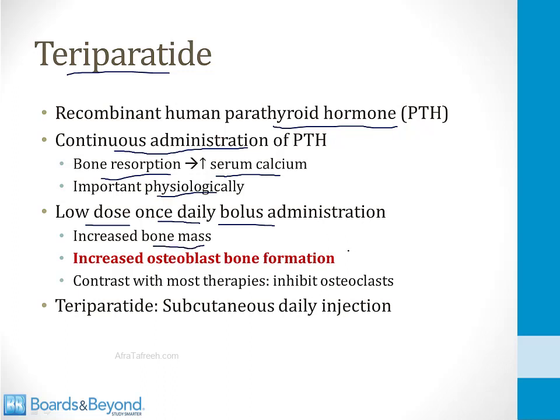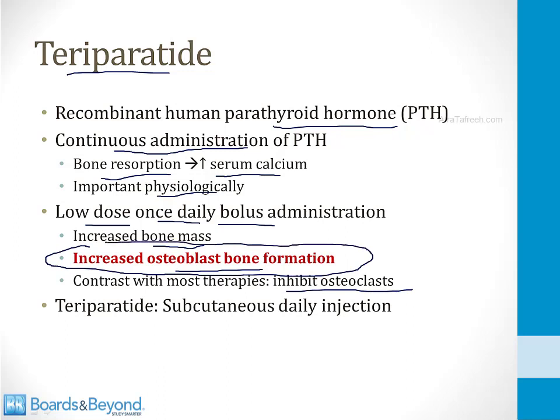The reason for this different effect is not known, but you will see if you give a once-daily bolus of parathyroid hormone to a patient, increased osteoblast bone formation. And this is in contrast with many therapies for osteoporosis which inhibit osteoclasts. Teriparatide, which is synthetic PTH, increases the bone formation by osteoblasts. And so for this reason, recombinant PTH, which is teriparatide, can be given as a subcutaneous daily injection, and it will lead to more bone formation.